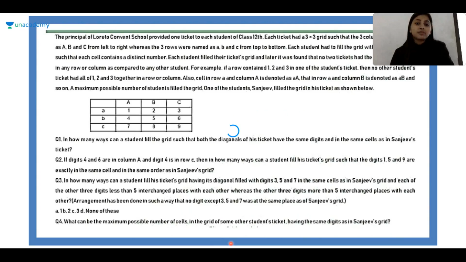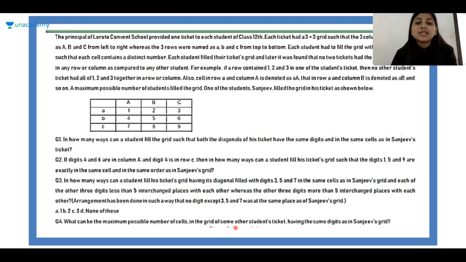That's the condition. Okay. Each of the other 3 digits less than 5 interchange places with each other, whereas each other 3 digits more than 5 interchange places with each other. Arrangements have been done in such a way that no digit except 357 was at the same place as in Sanjeev's grid.